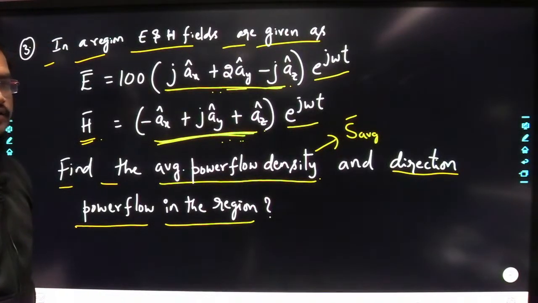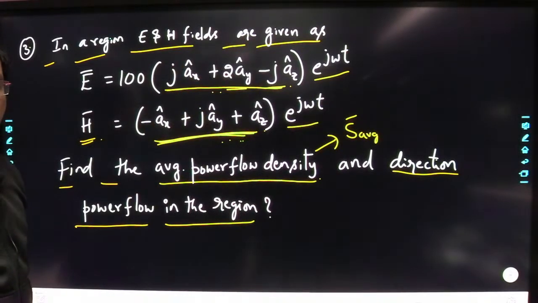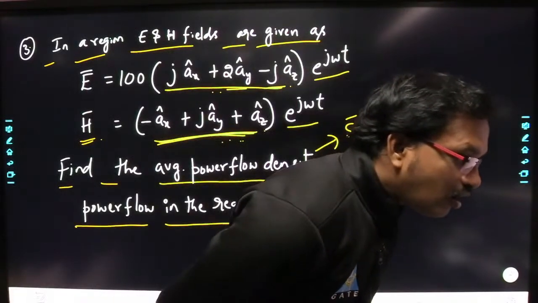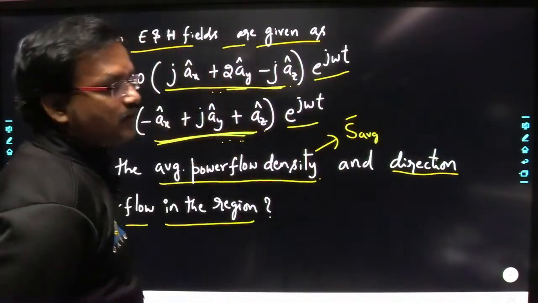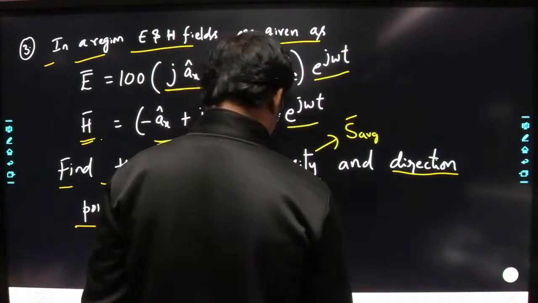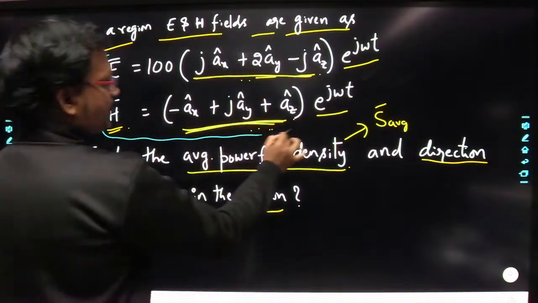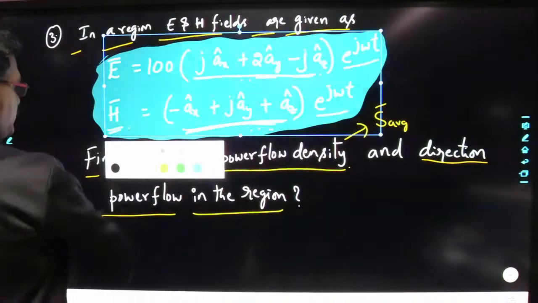See, already I have told here, whenever they have given the electric field and magnetic field amplitudes in complex form, then in that case how to determine the average power flow density, that is S average, right? So that is half into real part of E bar cross H bar conjugate, right? Okay, here. So I am just copying these expressions here. Right, okay.